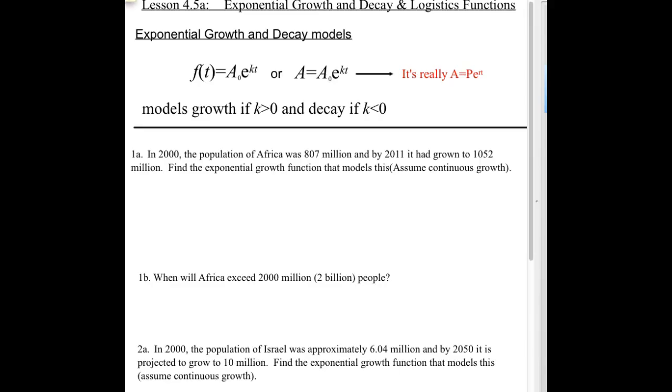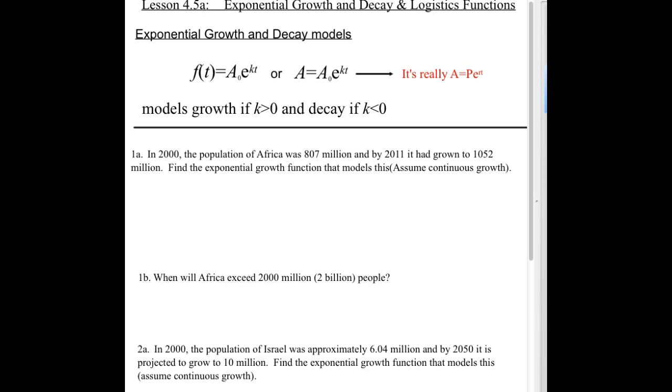All right, so our exponential growth and decay models. The formula looks a little different, but it's really just our PERT formula. It has the e in there, so it's a continuous growth kind of thing. They are using slightly different variables. The capital A with the little subscript 0 means initial amount. It's just not necessarily money, so we don't call it principal. It's just our initial amount.